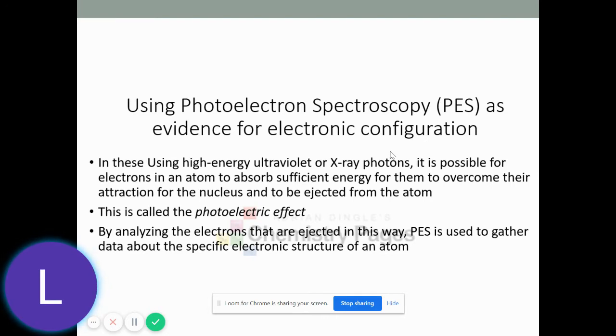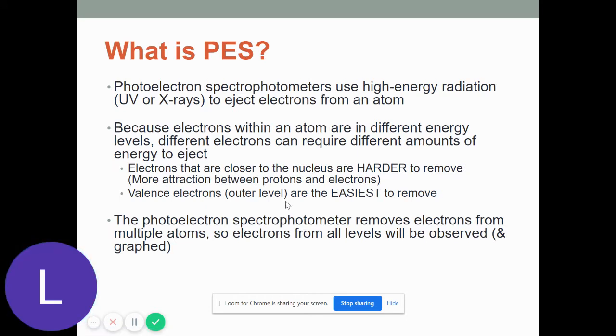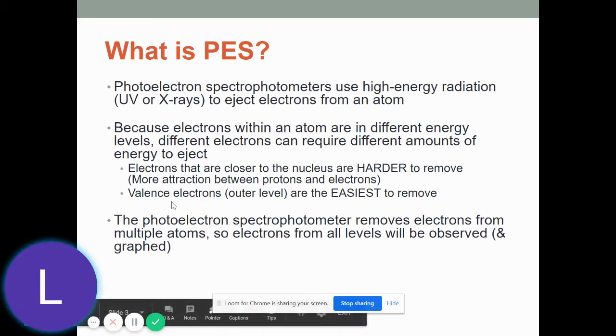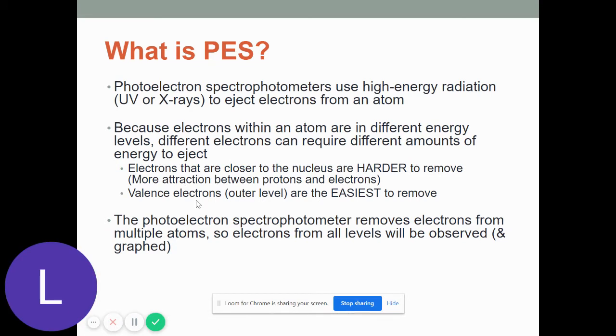So essentially, we're going to throw a ton of energy at an atom, and we're going to record how much energy it takes to remove each electron. Our outermost electrons are going to require less energy to be removed than our innermost electrons, who are closest and most attracted to that nucleus. And that's what this says here. Electrons that are closer to the nucleus are harder to remove and will take more energy, while valence electrons are going to be the easiest to remove. Let's remember that vocab word, valence electrons, is for our highest energy level.